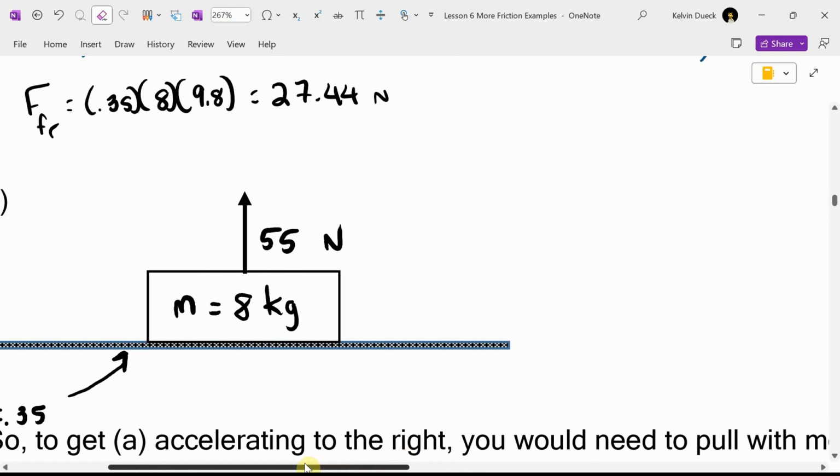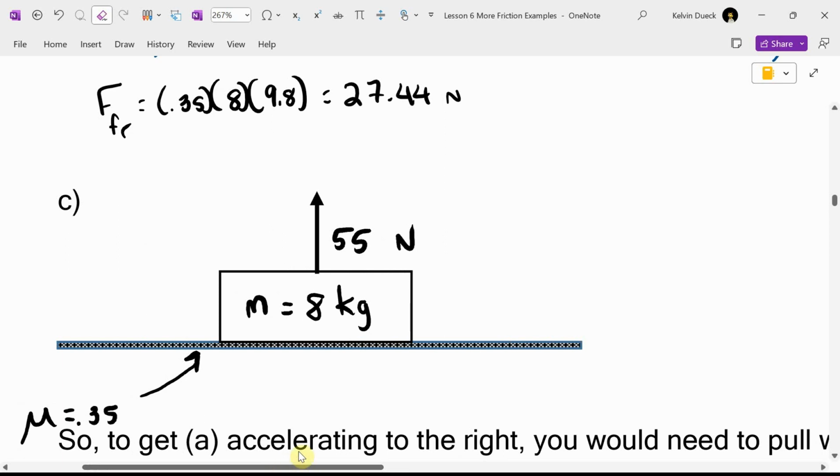Ooh, Tita, let's try this last one here together, you and I. This time it looks like we're lifting up with 55 newtons. By the way, lifting up, do you think that's going to make the normal force bigger or smaller? It's going to make it smaller.